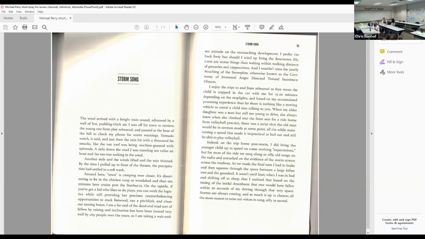Anything else from Storm Song? I like how he says stuff without actually straight out saying it. He'll imply a lot of things, or he makes it a lot more nuanced. As you said, I am the far end of the dead end road sort of fellow. He could have just said, oh, I live out in desolate country with nobody around, I'm just at a dead end. But this adds a lot more detail and nuance to it.